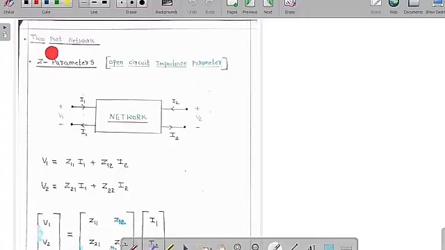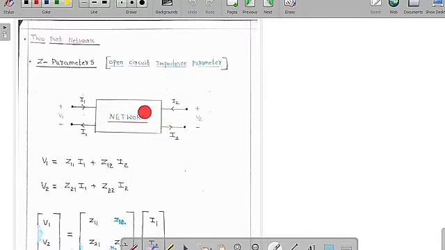So now we are going to learn about the two-port networks. In the two-port networks, the first thing we are going to learn about is the Z parameters. Z parameters are also called the open circuit impedance parameters.